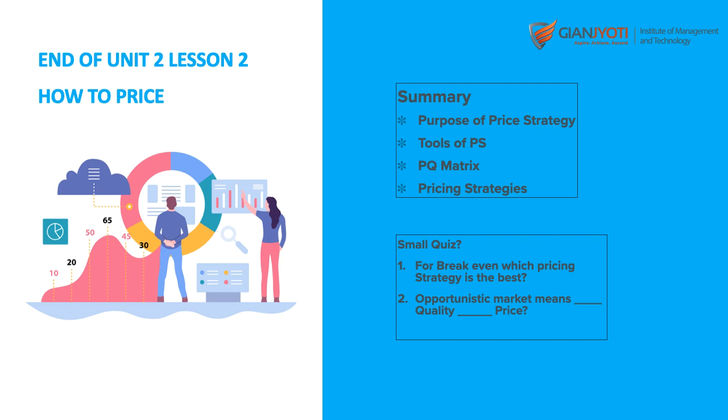Opportunistic market means low or high quality, low or high price. So you need to put that in. And the best pricing strategy out of the 7 strategies that we discussed is... you can check your answers. For break-even, price to pay the bills is the strategy. Opportunistic market means low quality and high price. And the best pricing strategy is price to value.